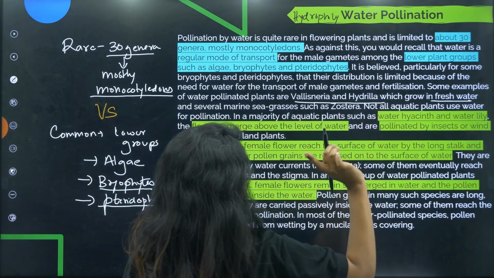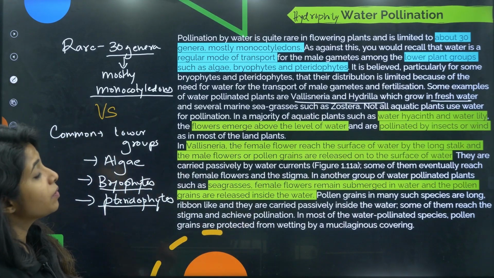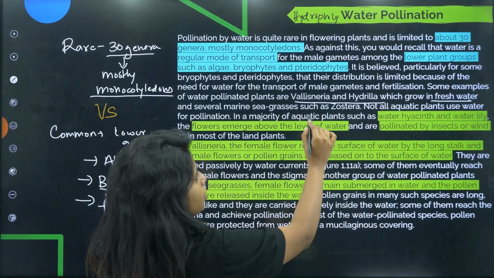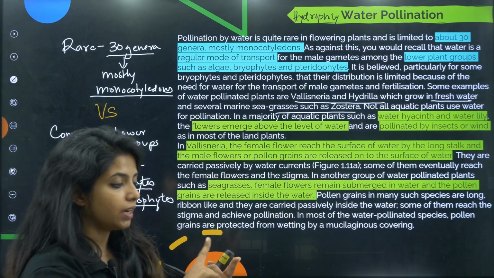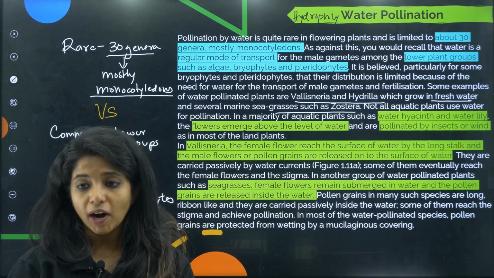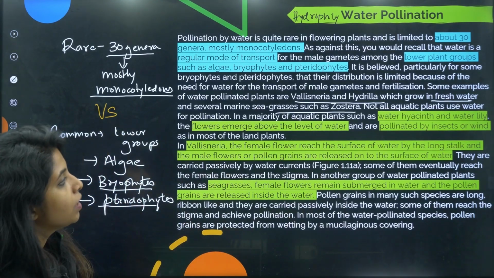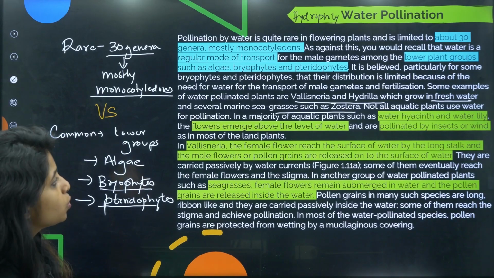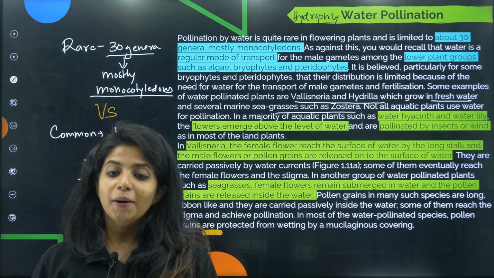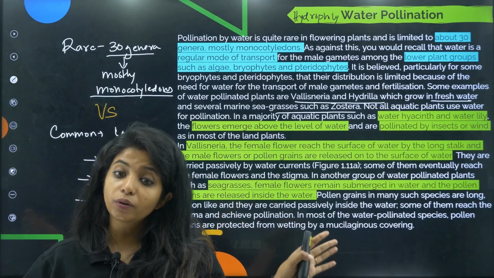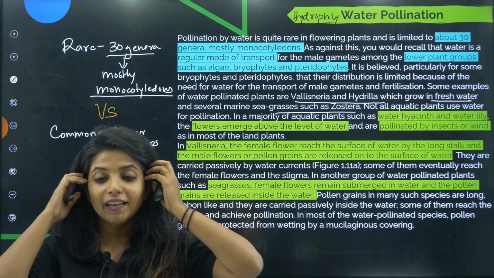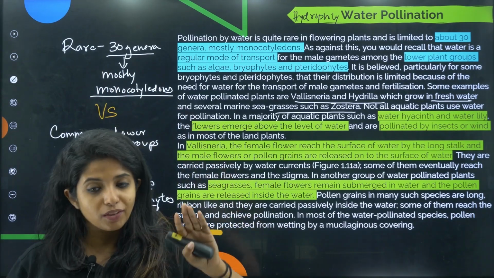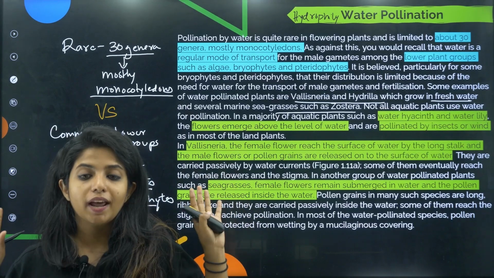I will be talking about it in person, do not worry. And several marine sea grasses such as Zostera. So, you have seagrasses, and the example is Zostera. You studied about Vallisneria, then Hydrilla, now Zostera. Not all aquatic plants use water for pollination. Look, they are already in water, and still they do not want water. You see how rare it is? Even after being in water, some of them do not want water as a pollinating agent.